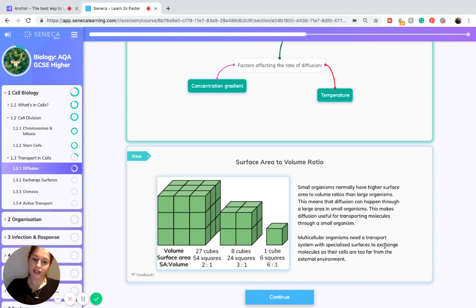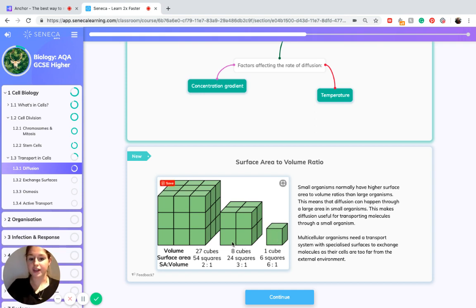Multicellular organisms need a transport system with specialized surfaces to exchange molecules, as their cells are too far from the external environment. So just to consider what this surface area to volume ratio means, especially when we're talking about how small organisms have a higher one, you can use an example of cubes to help us understand this. If we have one cube, that cube is made up of 6 squares on its surface, but it contains the volume of 1 cube. So its surface area is 6 squares and its volume is 1 cube.